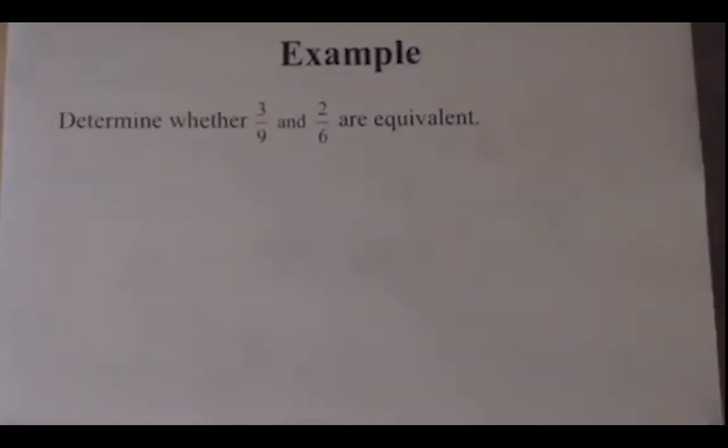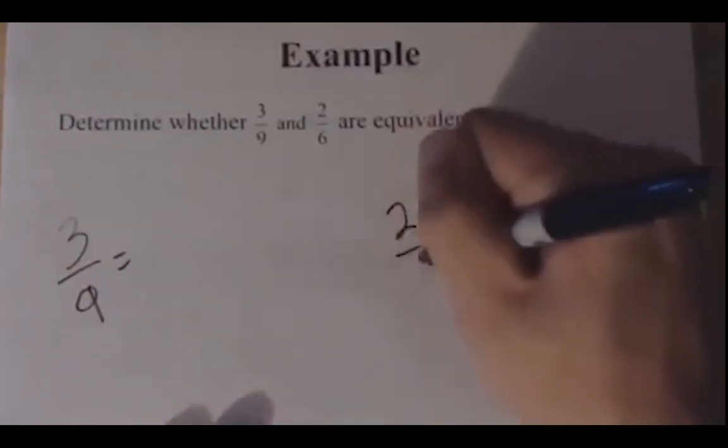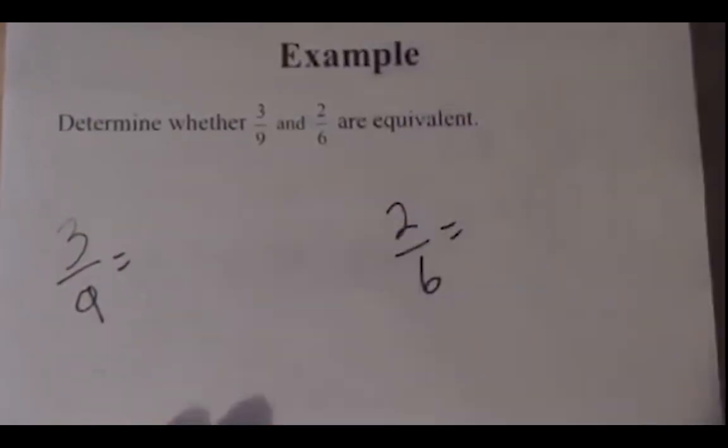Our next example asks us to determine whether 3/9 and 2/6 are equivalent. And one way to tell if two fractions are equivalent is that they would both reduce to the same fraction. If we put both of them in lowest terms, if they are the same, then they are equivalent fractions.